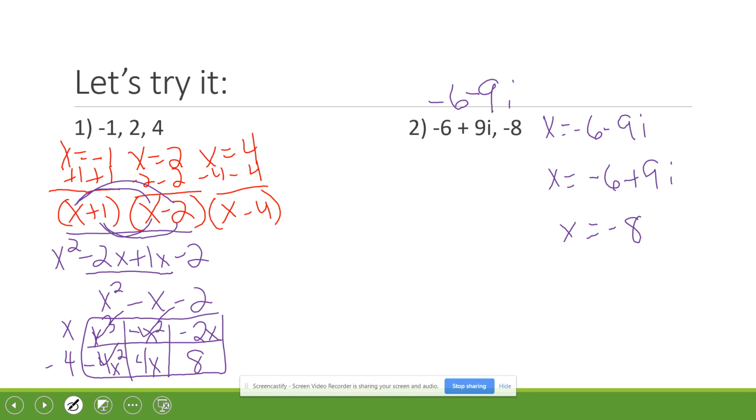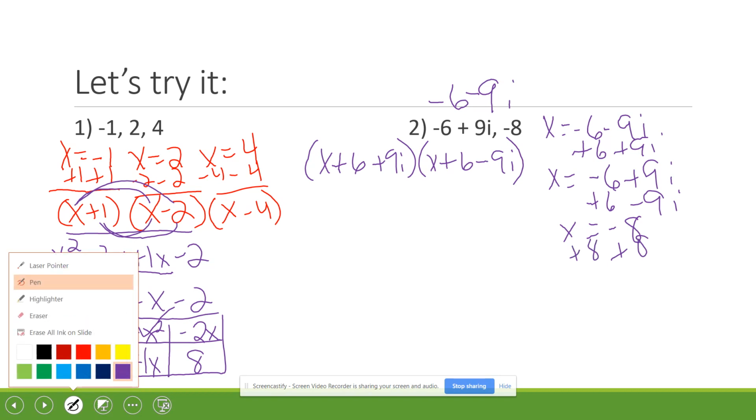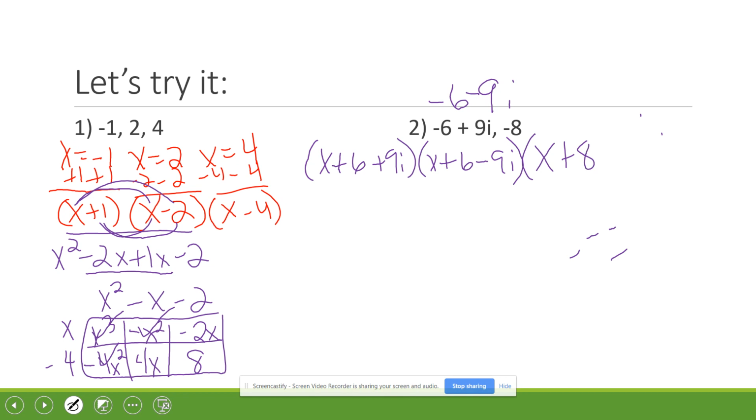Moving those back over with my x's, I'm going to add 6 and add 9i to get x plus 6 plus 9i. Add 6 and subtract 9i, x plus 6 minus 9i. And then for my bottom one, I'm adding 8. So the last part of my factors is x plus 8.